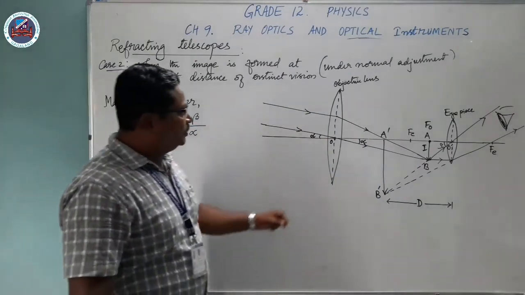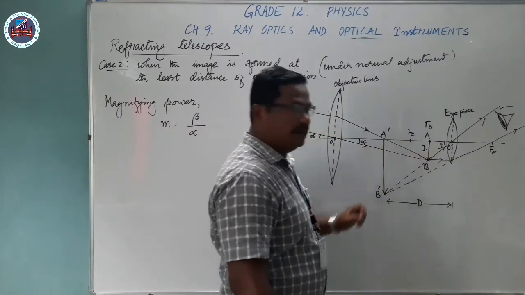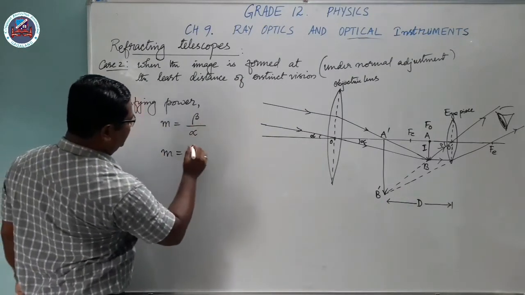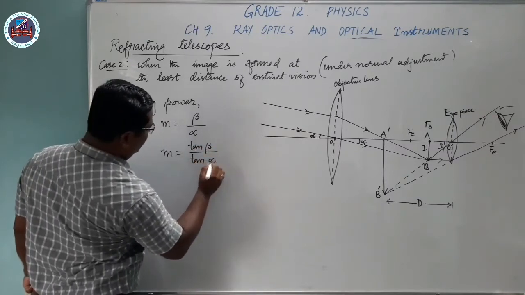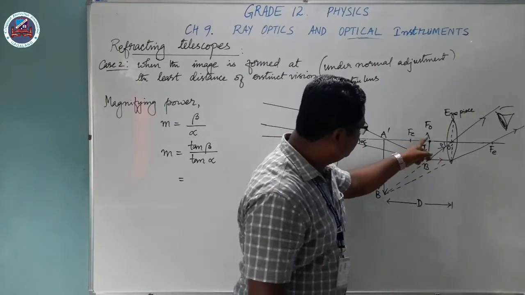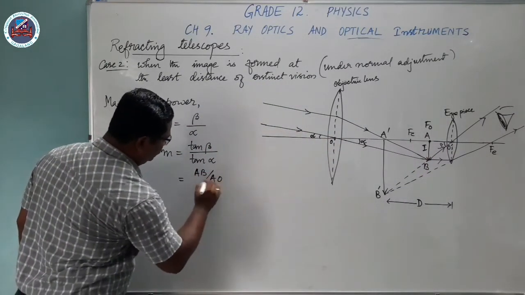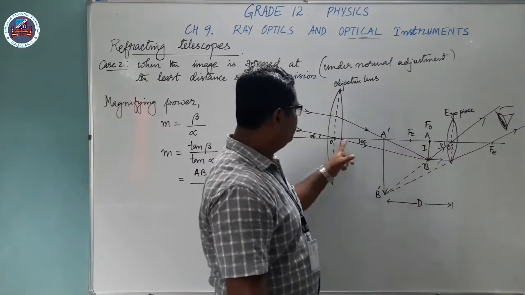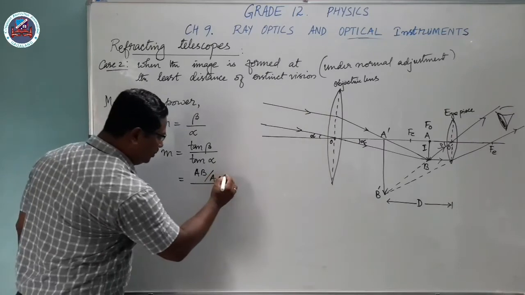And like before, you can find tan beta and tan alpha, from which you get beta and alpha, and after that we put the value here. So M we can write as tan beta divided by tan alpha for small angles. Now tan beta is A'B' divided by A'O'. And tan alpha is AB divided by AO. Sorry, this was AO', this is O' we have taken.